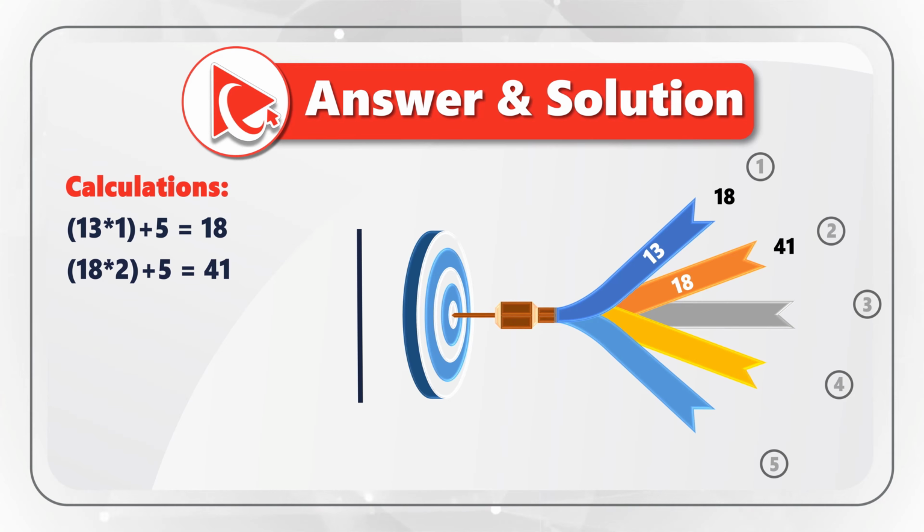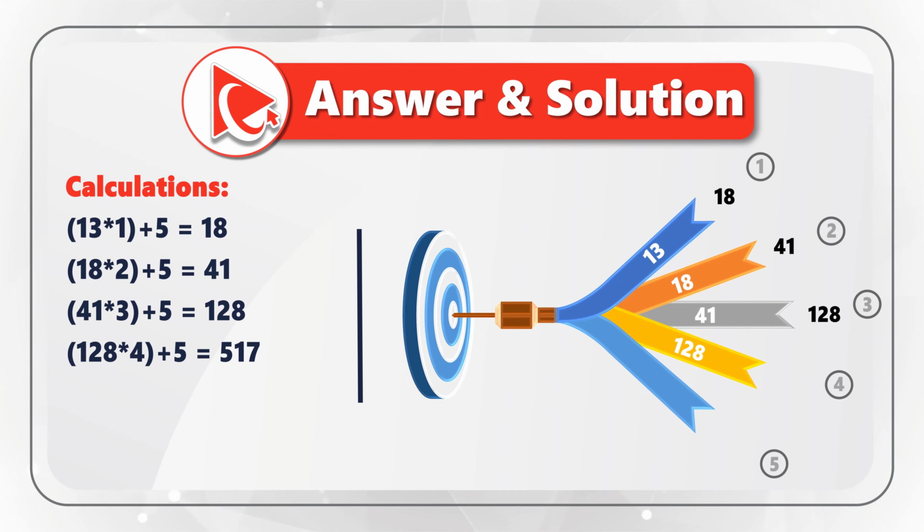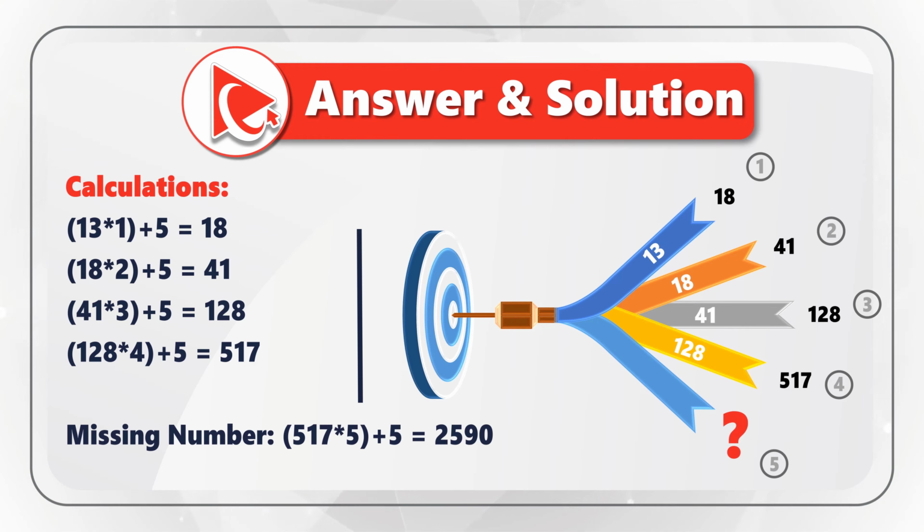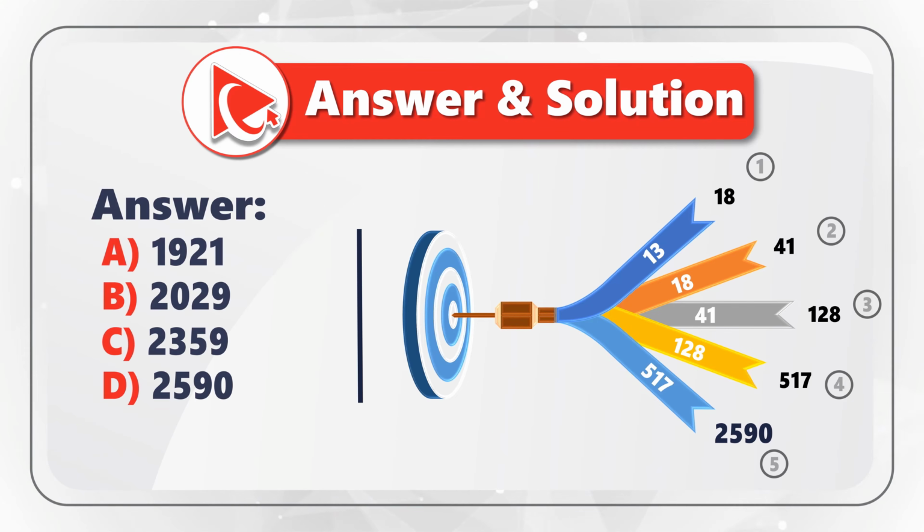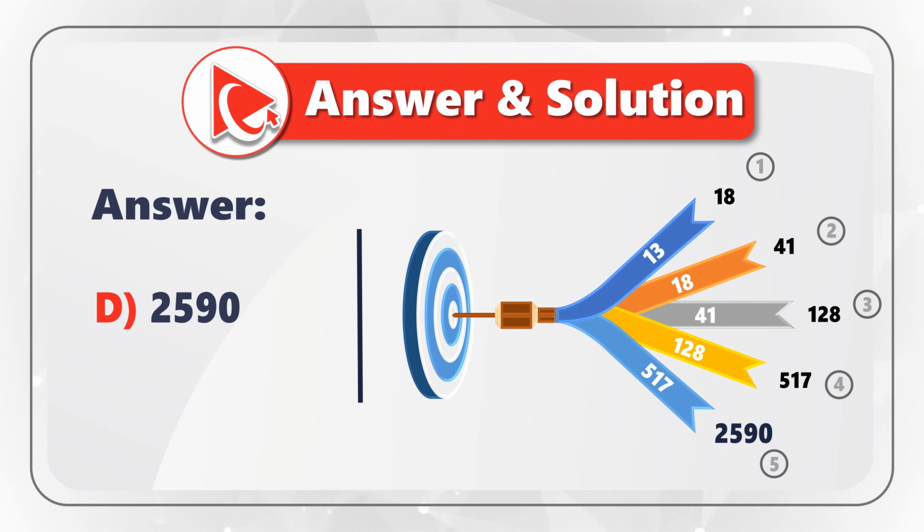The third ribbon number is calculated as 41 multiplied by 3 plus 5 equals 128. And the fourth ribbon number is calculated as 128 multiplied by 4 plus 5 equals 517. Now we know how to calculate the missing number. The missing number is calculated as 517 multiplied by 5 plus 5, which is equal to 2590. So the correct answer here is choice D, 2590.